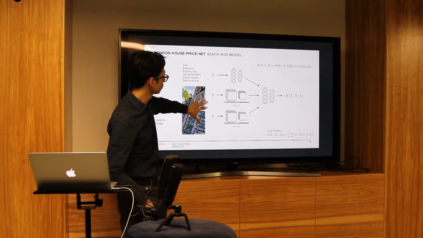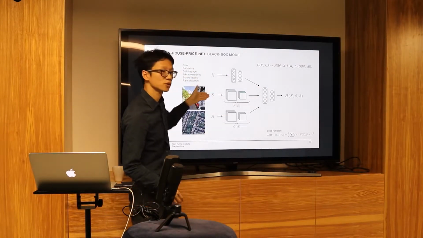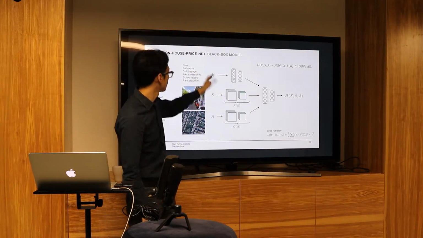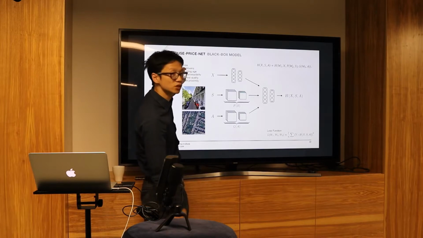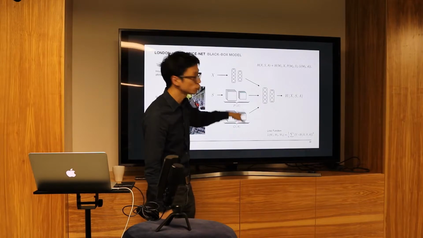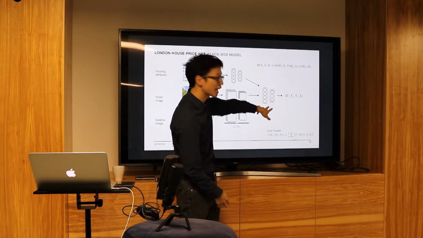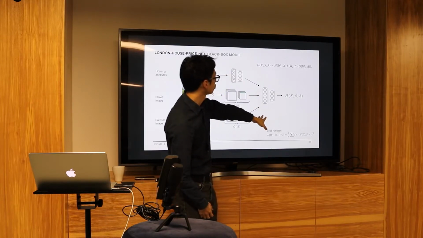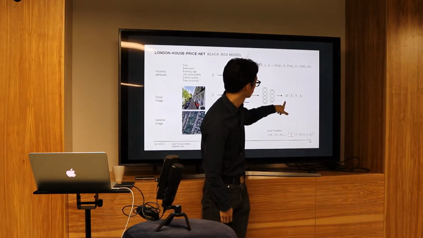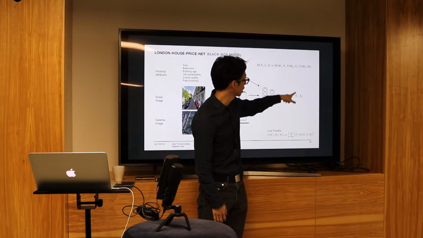And I plug that into a black box model. Imagine this part to be a black box model, and these are your input feature vectors. You have a multi-layer perceptron for your housing features, convolutional layers for your street image, and another convolutional network for your aerial image. Then you concatenate these layers and run a multi-layer perceptron again at the end to predict your house price, which is a function of your attributes, your street image, and your aerial image.